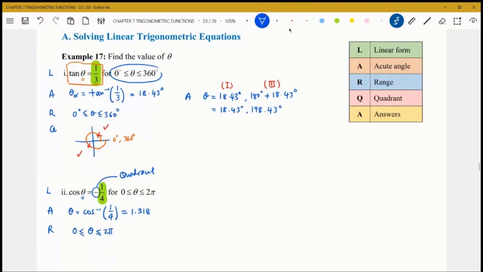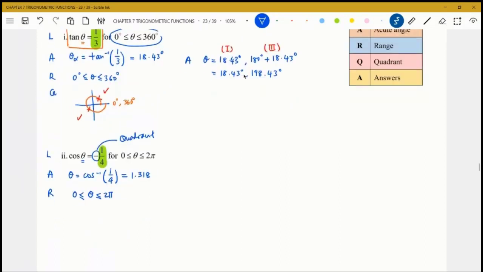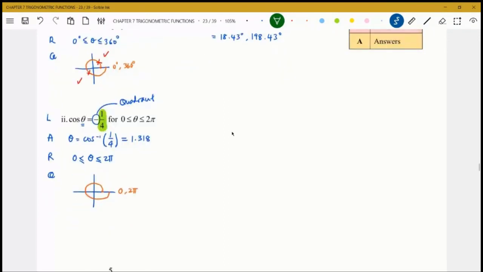Okay, so quadrant, rotation bermula pada 0, full rotation dia habis pada 2 pi. Okay, so kita ada cos theta which is negative sign. So kalau negative sign untuk cos, dia berada pada kuadran berapa? 2 dan 3. So it's gonna be lies on 2 and 3. So should be here and should be here.